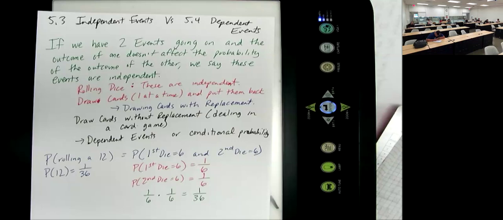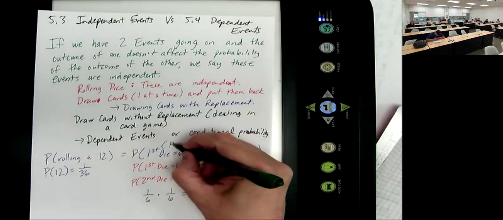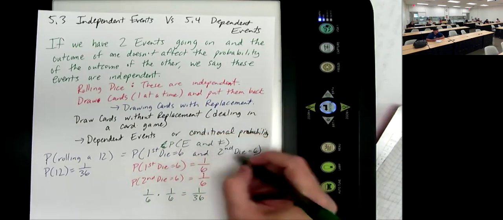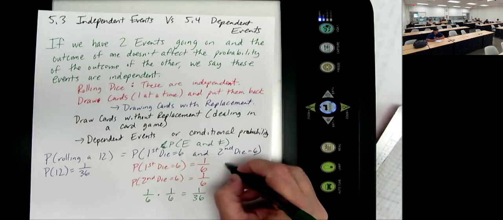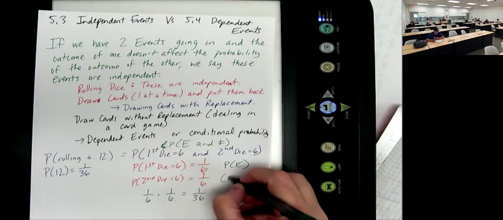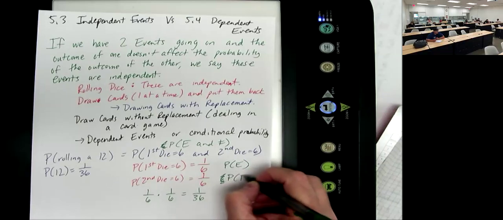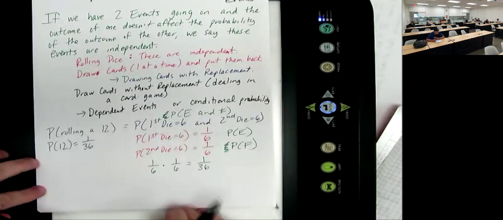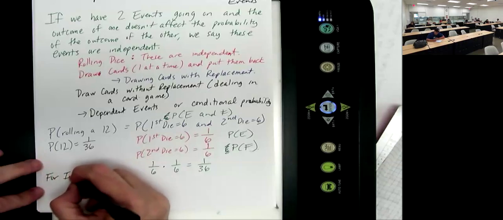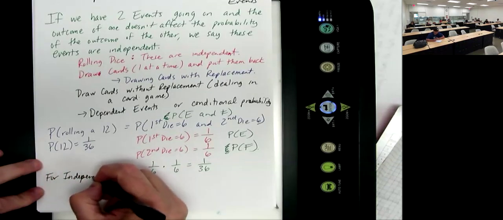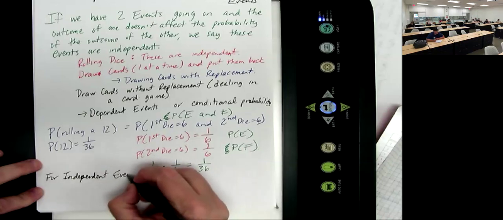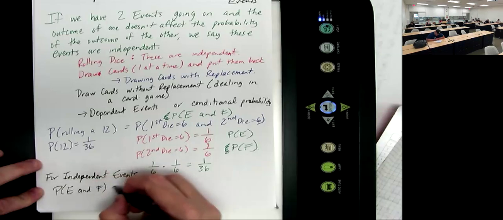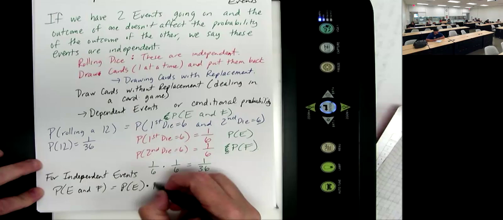So like, let's say if I called this the probability of E and F. This would be the probability of E. This would be the probability of F. For independent events, the probability of E and F equals the probability of E times the probability of F.